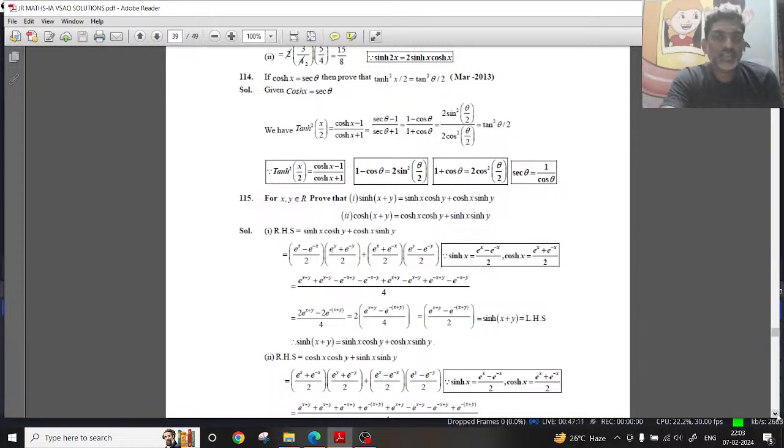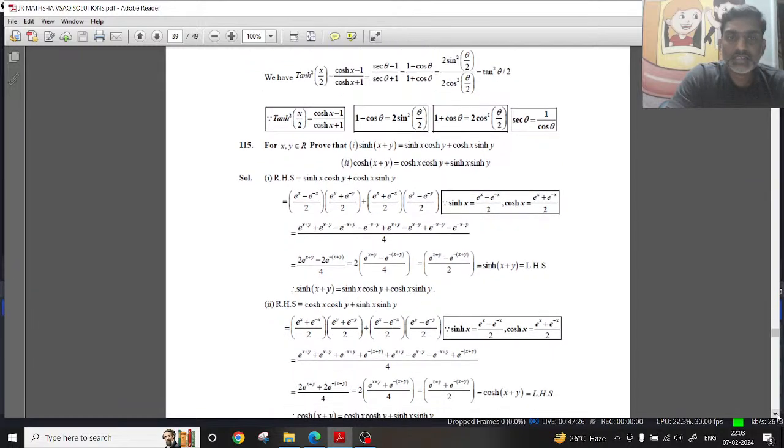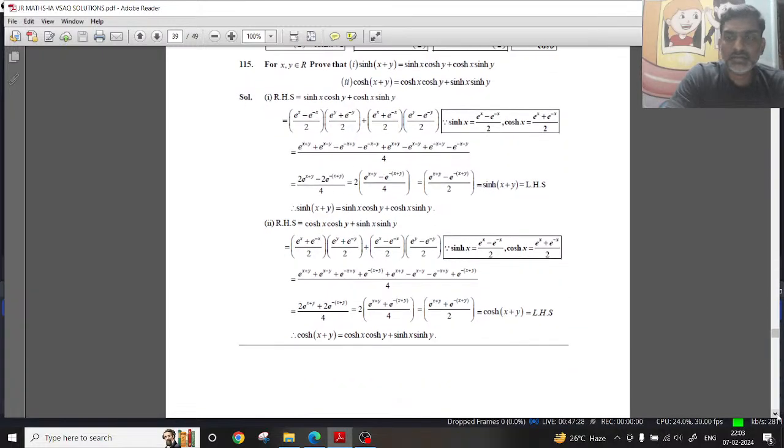And next question number 115. Those are all identities that we use to solve question number 114 in the boxes they have given. And 115 is also related to identities only. Sin h of x plus y and cos h of x plus y formulas. Directly substitute and simplify, we can get it. Question number 115.